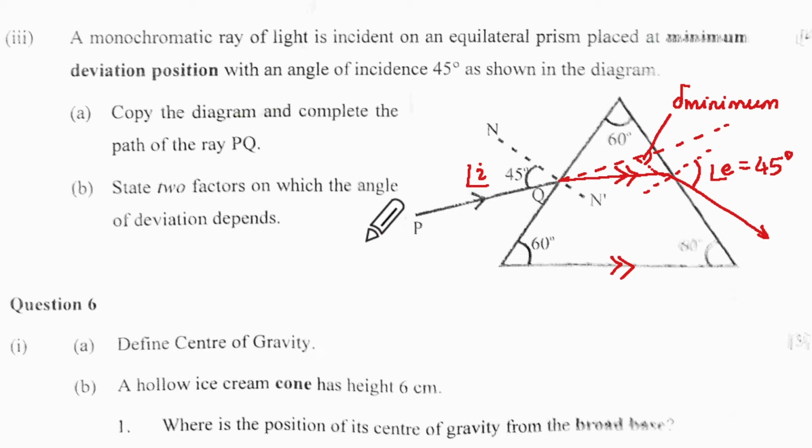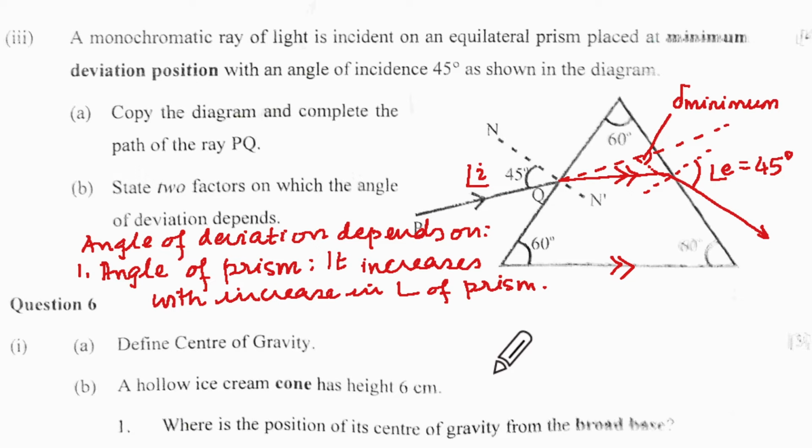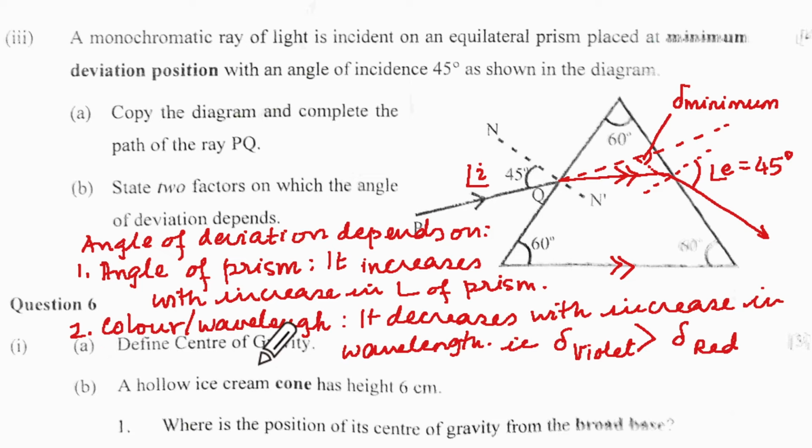State two factors on which the angle of deviation depends. Angle of deviation depends on number one, angle of prism, and you say it increases with increase in the angle of prism. And number two, you can write color. Second point, color or wavelength.